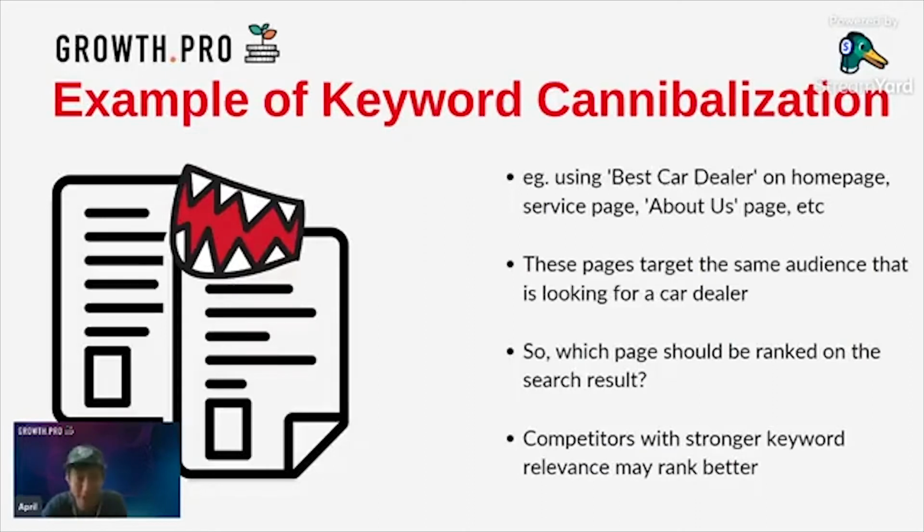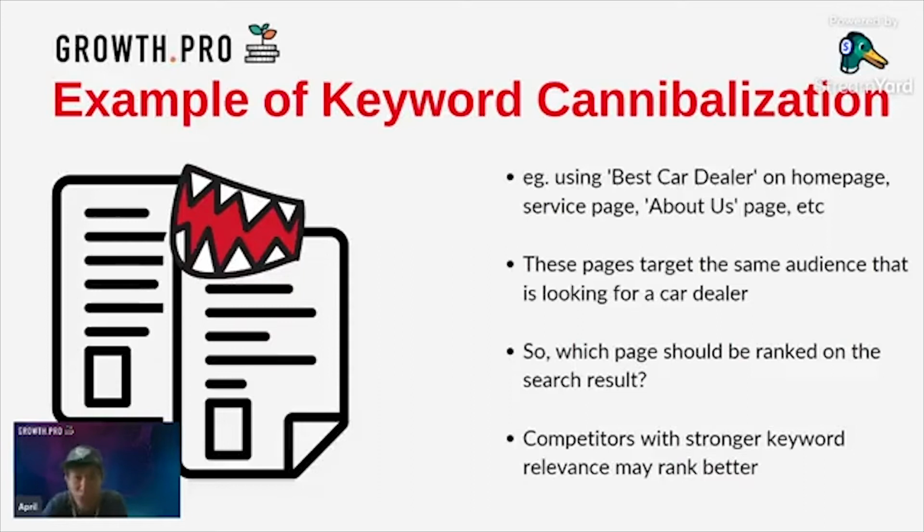You just think that maybe having all these keywords on multiple pages is going to help you to rank better for this keyword, but the truth is it's not. All right. So if you yourself do not know which page should be ranking for this keyword, how will Google know? So with this in mind, Google will get a little bit confused and not too sure which page they should rank on the search result when people are searching for the keyword best car dealer.